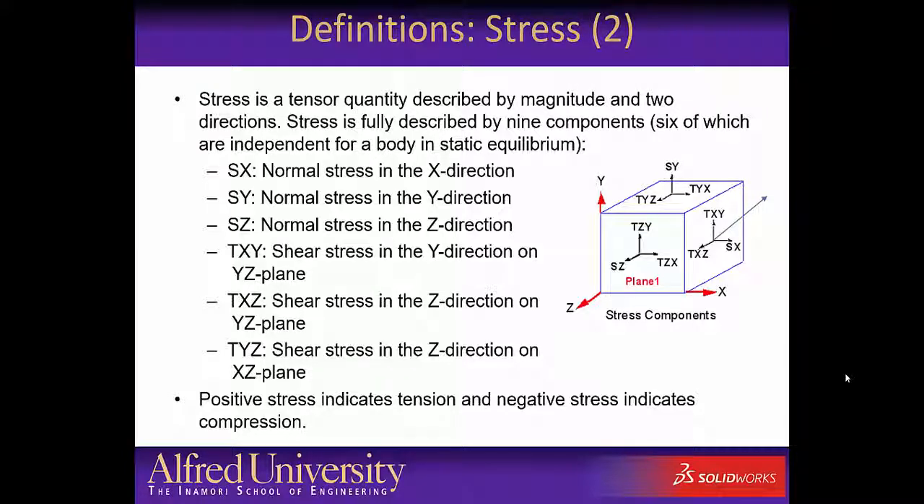From considerations of static equilibrium, it turns out that only 6 of these components will be independent. In other words, we only need 6 of these components to totally describe the state of stress at a point in a body at static equilibrium. Those are the 3 normal stresses and 3 shear stresses. Positive stress values indicate tension. Negative stress values indicate compression. This is by convention.